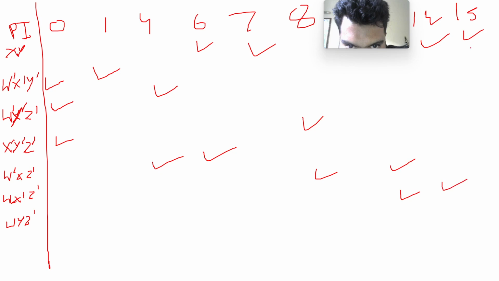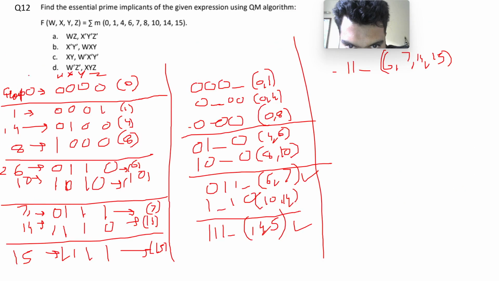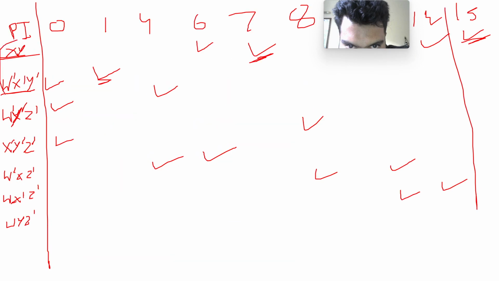So you can see here this thing and this thing are only covered by these two prime implicants. So we have two essential prime implicants: xy and x complement y complement. So these two are our essential prime implicants.